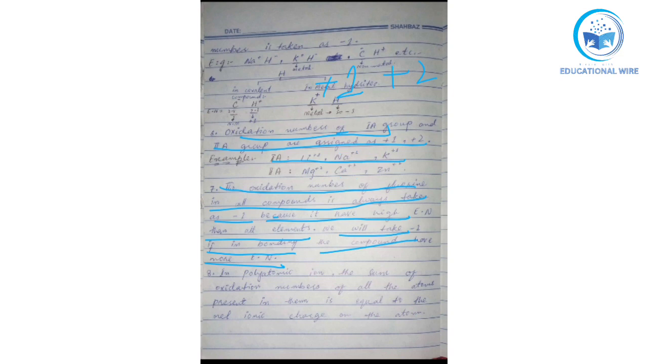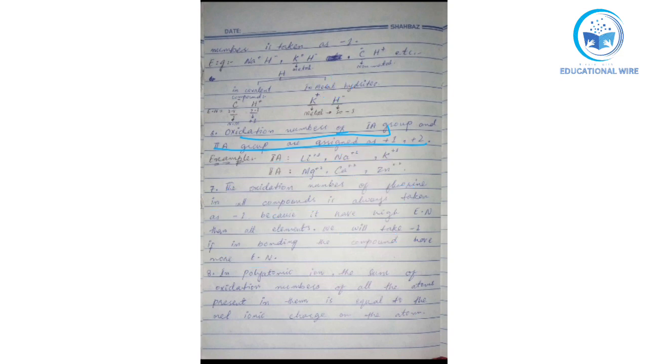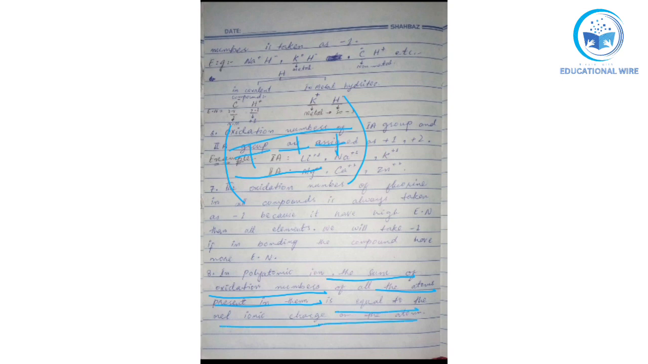On the 8th point, it says that in polyatomic ions, it is a very simple point. They are just telling us that in polyatomic ions, which have more than one atom, if we do the sum of the oxidation numbers of all the atoms present in them, it will be equal to the net ionic charge on the ion. The sum of all the oxidation numbers is equal to the net ionic charge present on them. The 8th point simply says that.